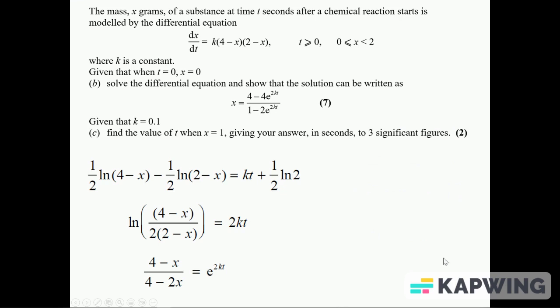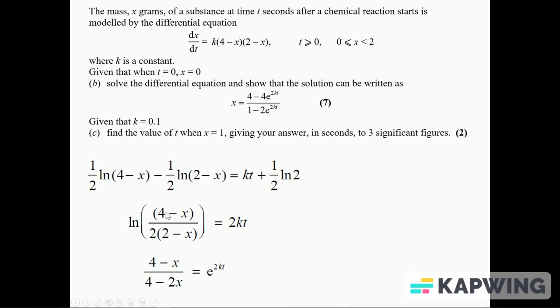And then the last part, given that k is equal to 0.1, find the value of t when x equals 1, giving your answer in seconds. It's tempting to use the expression that we've got here, putting x equals 1 and then work out t, but we've already almost got t in terms of x here, because we want to know what t is when x is equal to 1 rather than what x equals.